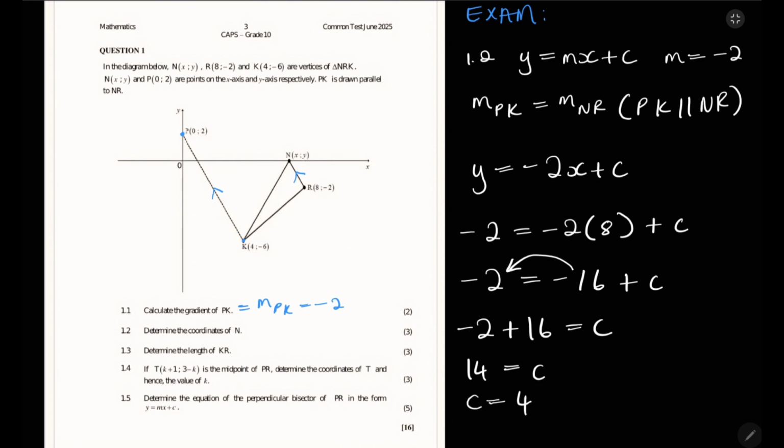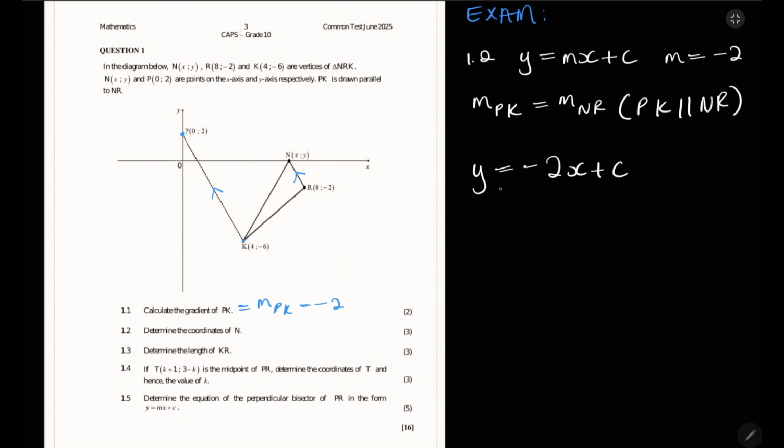Therefore, c is equal to 14. So our full equation, or our updated straight line formula, will be y is equal to -2x plus 14. So can you guys see that point N lies on the x-intercept? When it lies on the x-intercept, let's let y be 0.